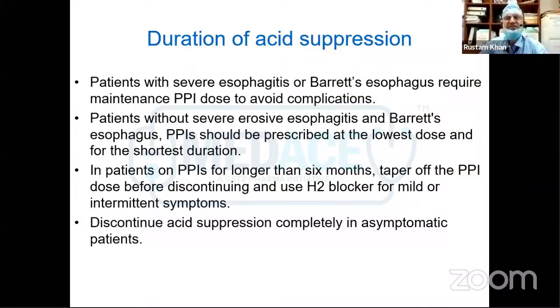What is the duration of acid suppression? Patients with severe esophagitis or Barrett esophagus require maintenance PPI dose to avoid complications, and in patients without severe erosive esophagitis and Barrett esophagus, PPI should be prescribed at the lowest dose and for the shortest duration of action. In patients on PPI for longer than 6 months, taper off the PPI dose before discontinuing, and you can use an H2 receptor blocker for mild to intermediate or intermittent cases, and discontinue acid suppression medicine when the patient is asymptomatic.